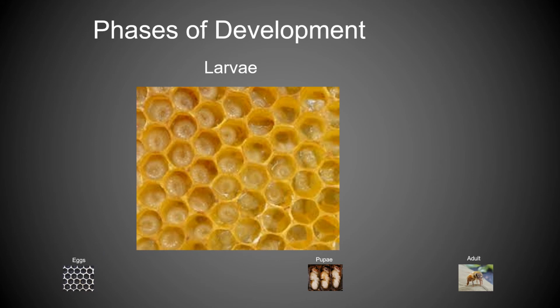After 3 days, the eggs hatch into a larva, which looks like tiny grubs curled up in the bottom of a cell. They will grow very quickly, shedding their skin 5 times before their cell is capped. The larvae are fed on average 1,300 times per day.